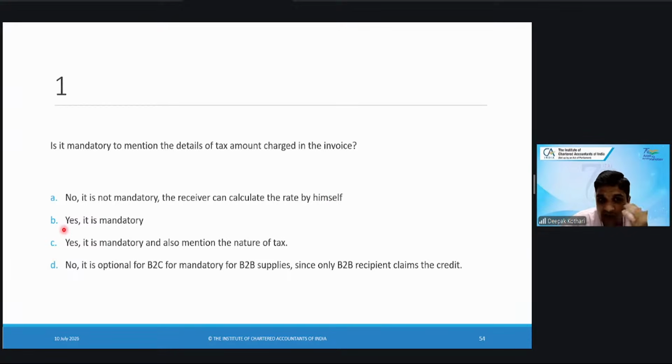Answer is C. B is also correct, but C is more specific since it says that it is mandatory, and also you should mention the nature of tax. Nature of the tax ka matlab, whether it is CGST, SGST, or IGST. So you have to mention that as well. So the correct answer is C.